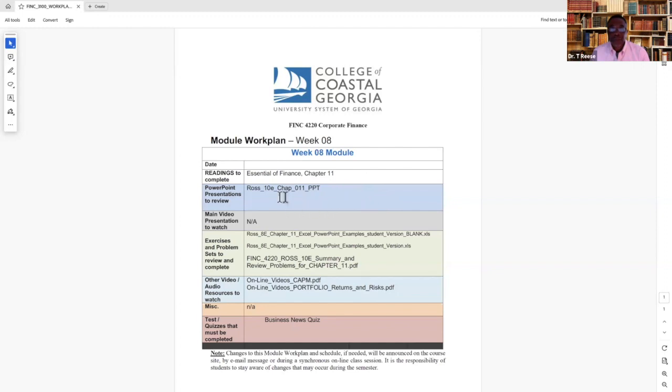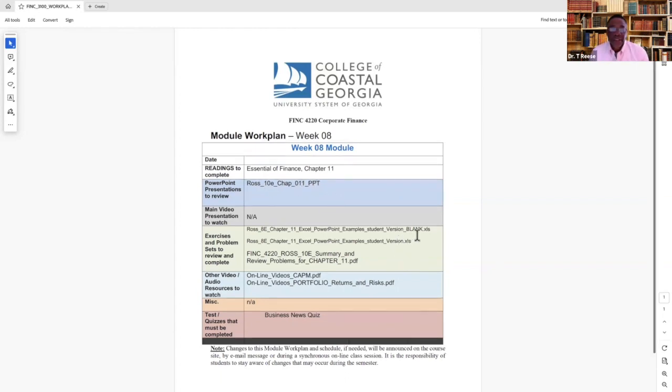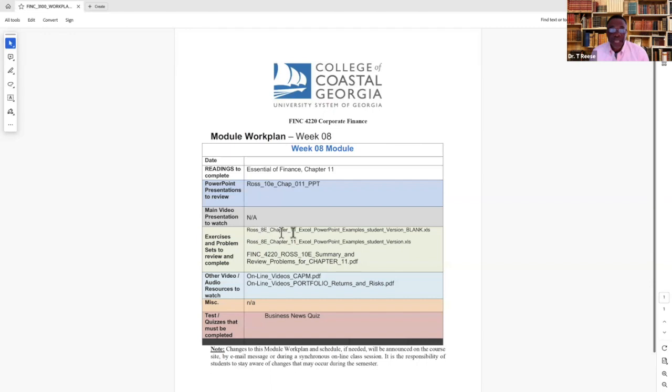Here in this blue row, you'll see a PDF file that contains PowerPoint slides for chapter 11. There are some exercises that you'll want to have available when you review the PowerPoint presentation. In particular, you're going to want to have this first Excel spreadsheet, Ross 8E Chapter 11 Excel PowerPoint Example Student Version Blank. Download it and have it functional on your computer or laptop.